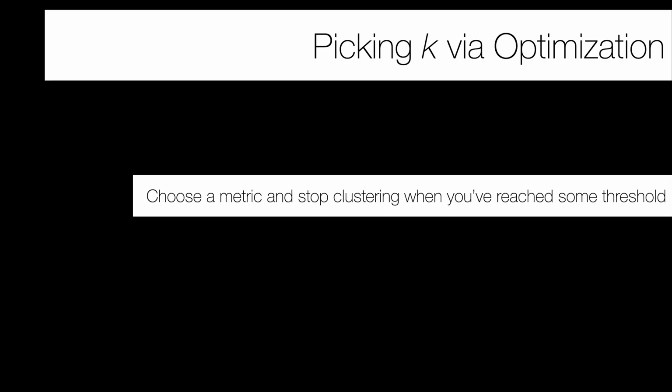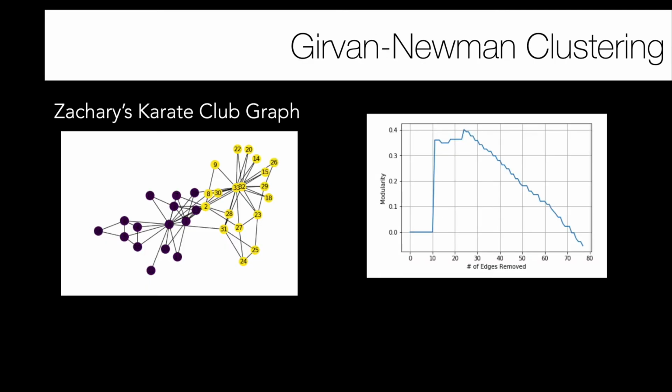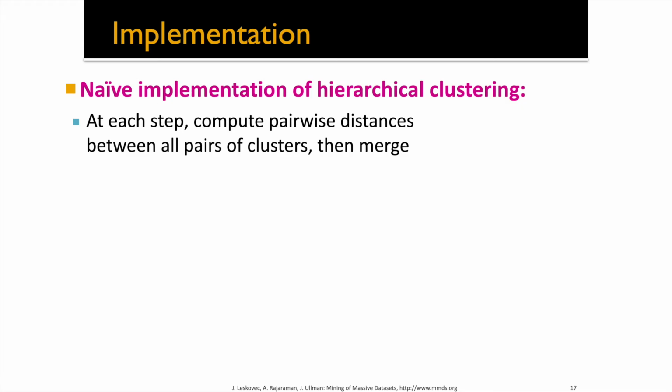Alternatively, you can pick some metric and then stop clustering once you've reached some threshold that you specified for that metric, or you've maximized that metric through some comparison from one iteration to the next, which we've seen before when we talk about Girvan-Newman clustering, where we can iteratively remove edges from a graph, evaluate modularity, our metric of choice here, and identify when that modularity metric is maximized, and that's when we stop breaking up or dividing the data.